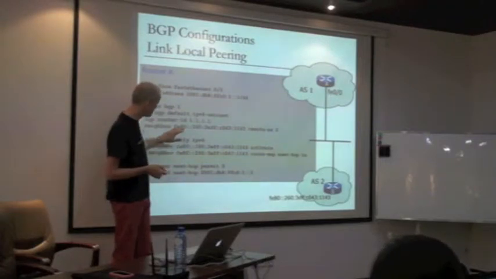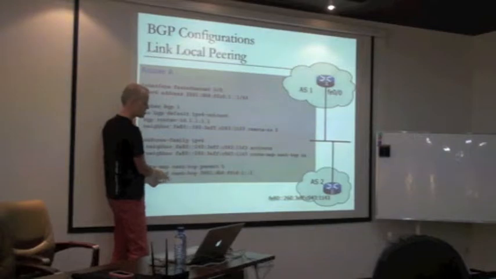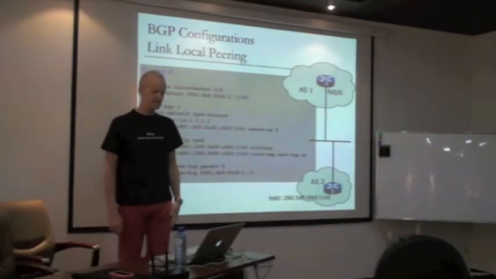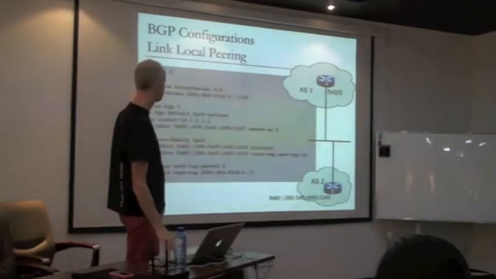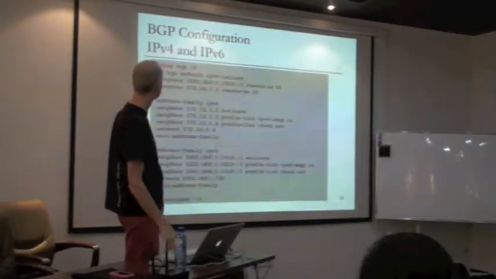So we end up setting up a v6 peering between link local addresses, and we then have to rewrite the next hop to a global address. So why do this complicated thing when we could just do it like this with no route maps? That's why I say, don't do this.